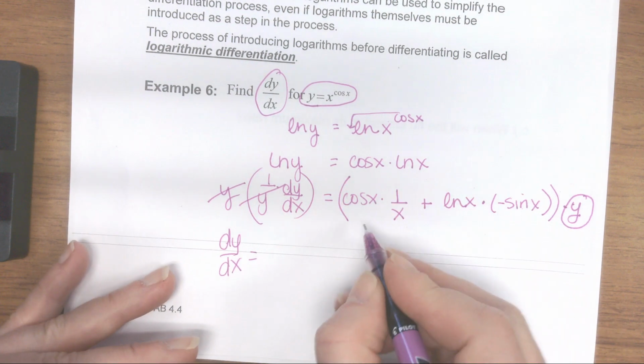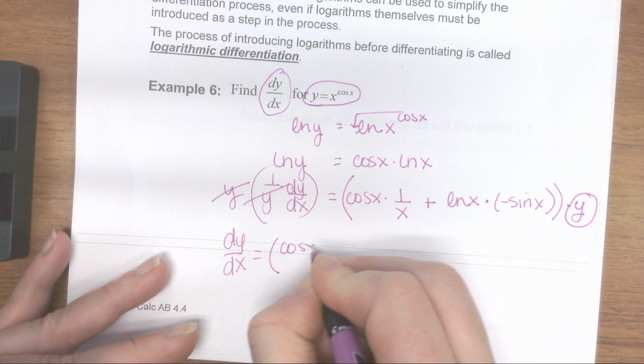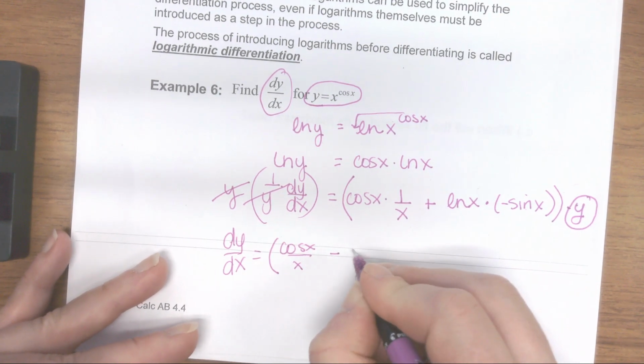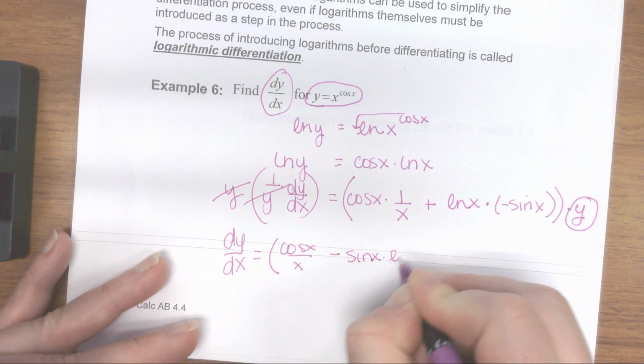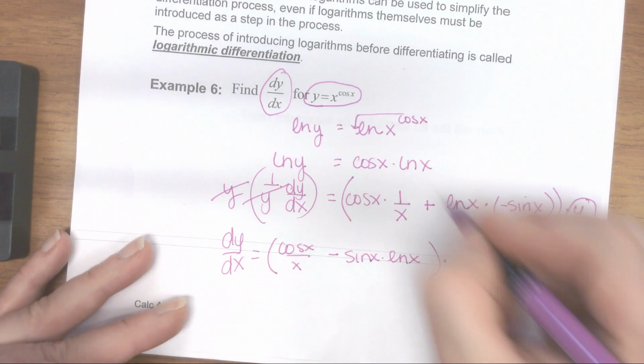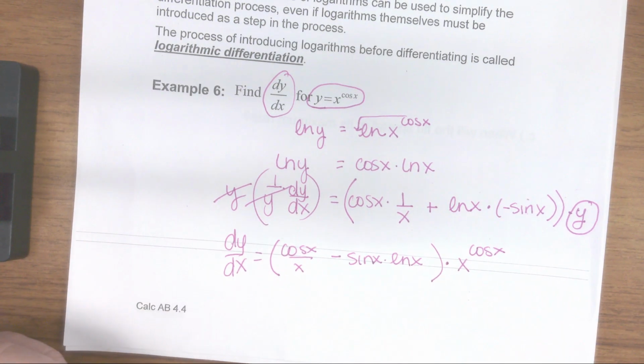So I'm going to just leave it in parentheses. This would be cosine of x over x. This would be minus sine of x times natural log of x. And then times y, I'm going to just write times x to the cosine of x. So just so you've seen that before.